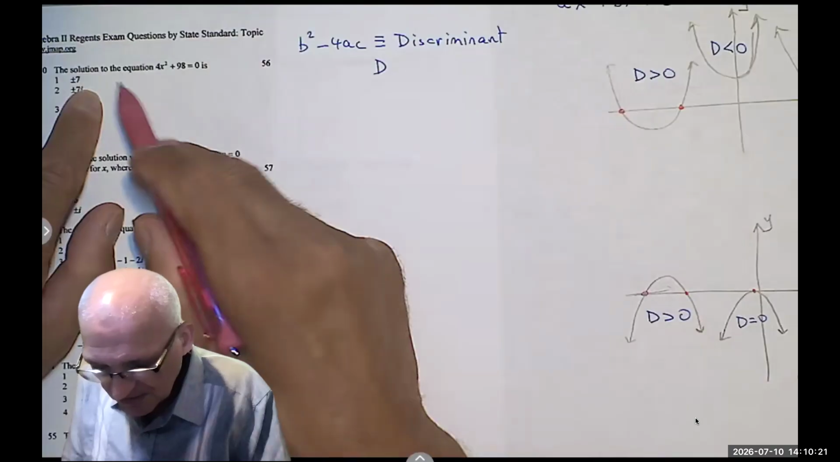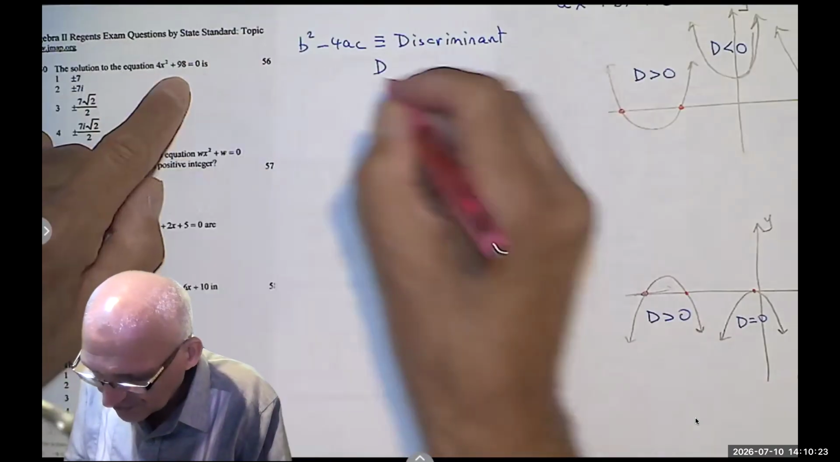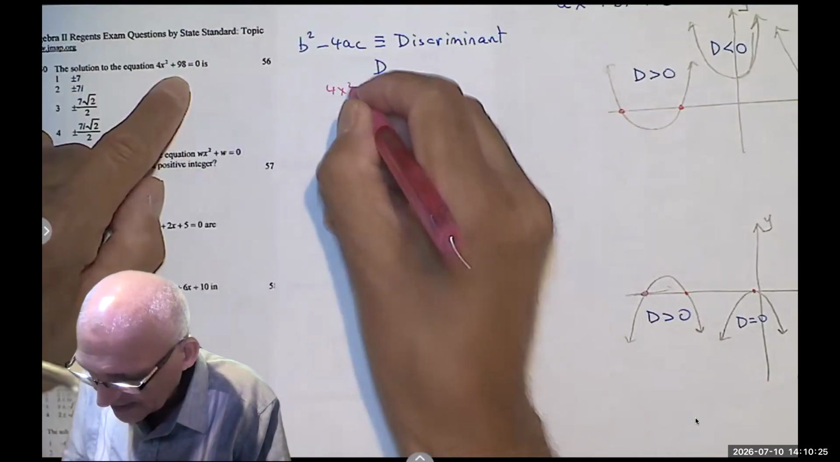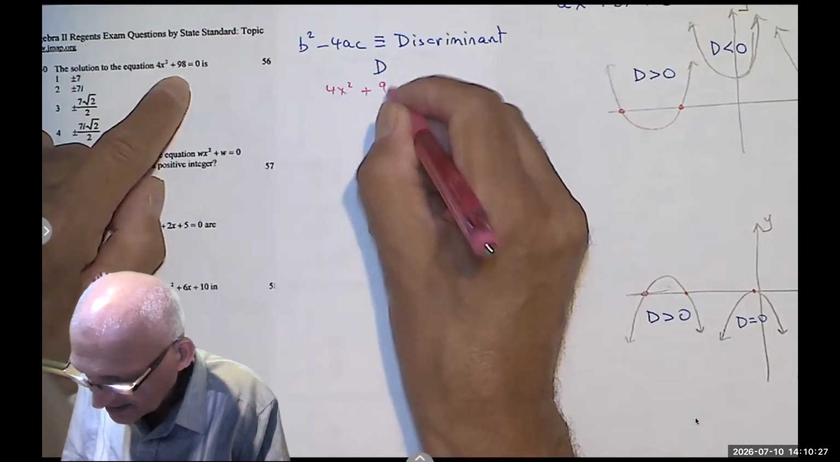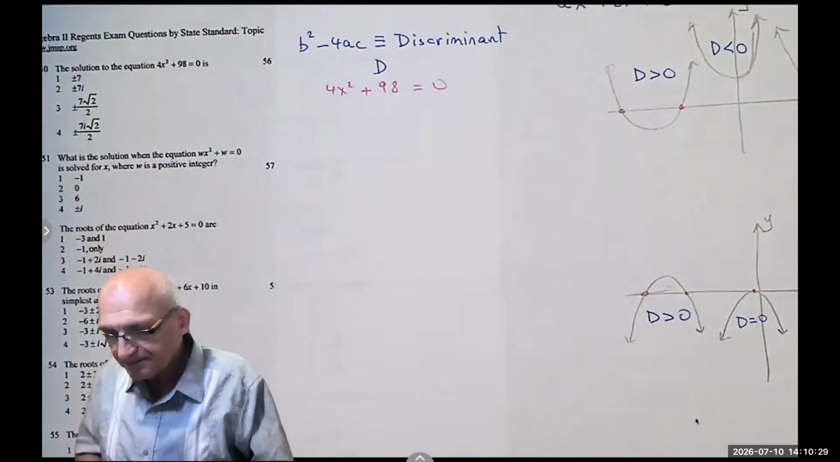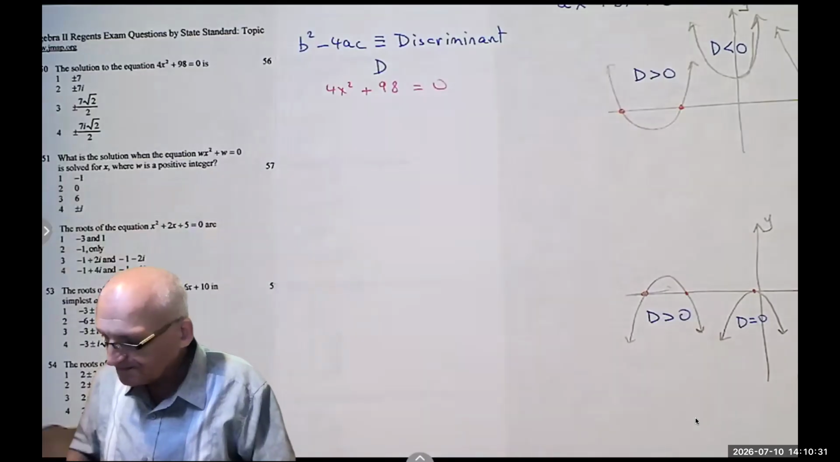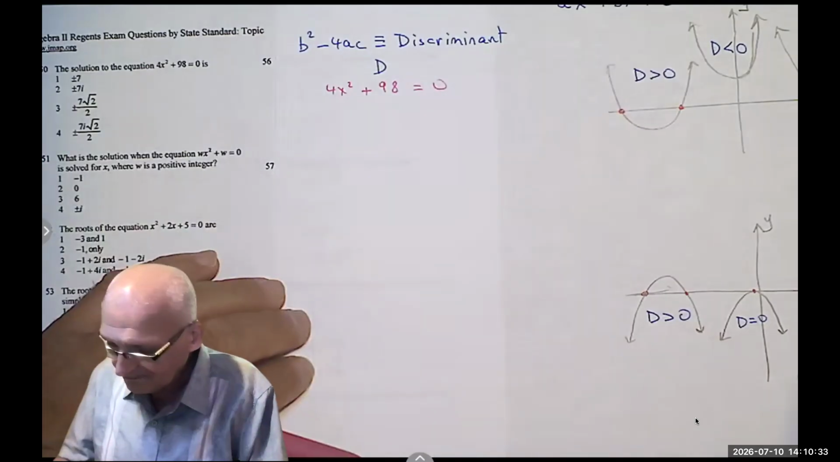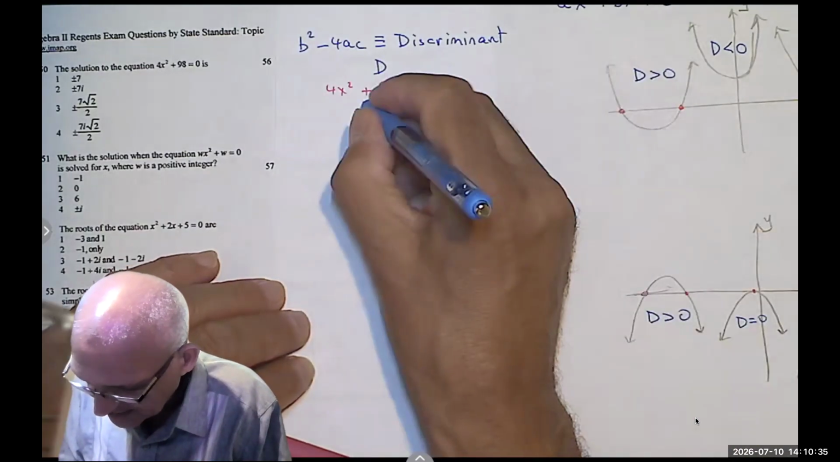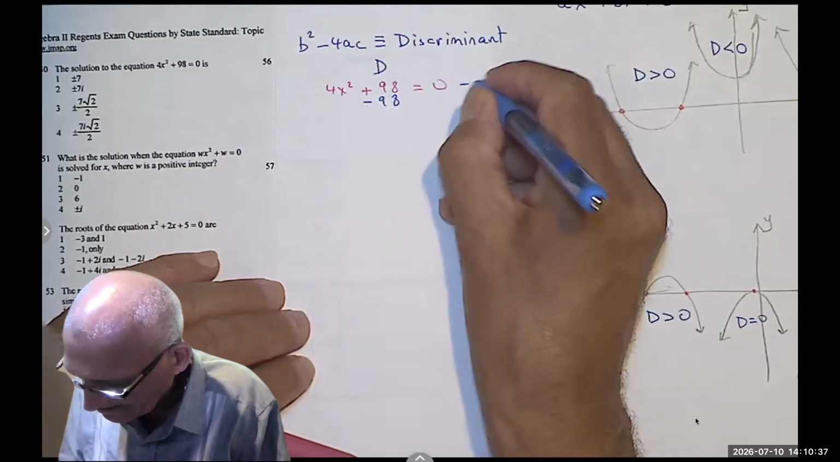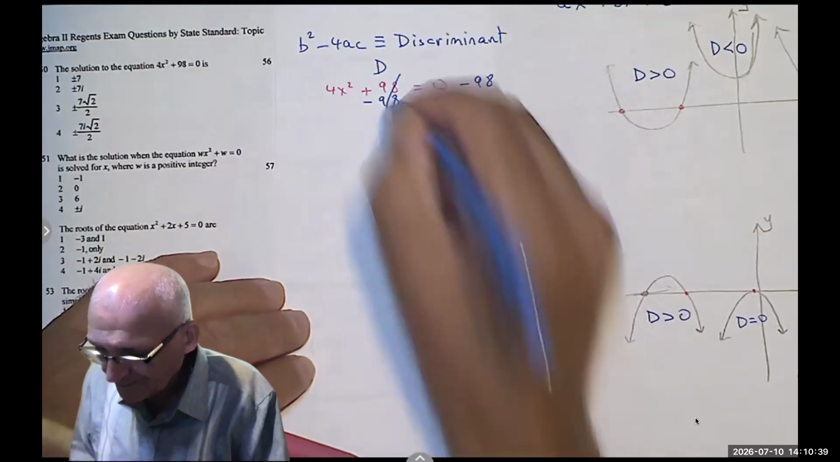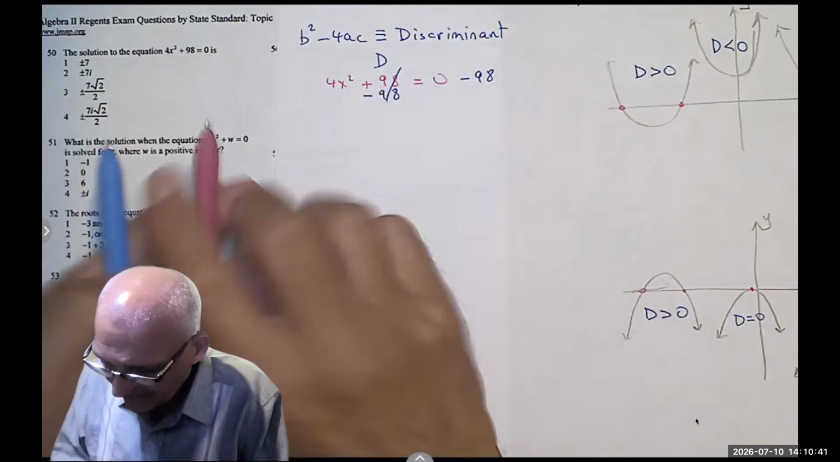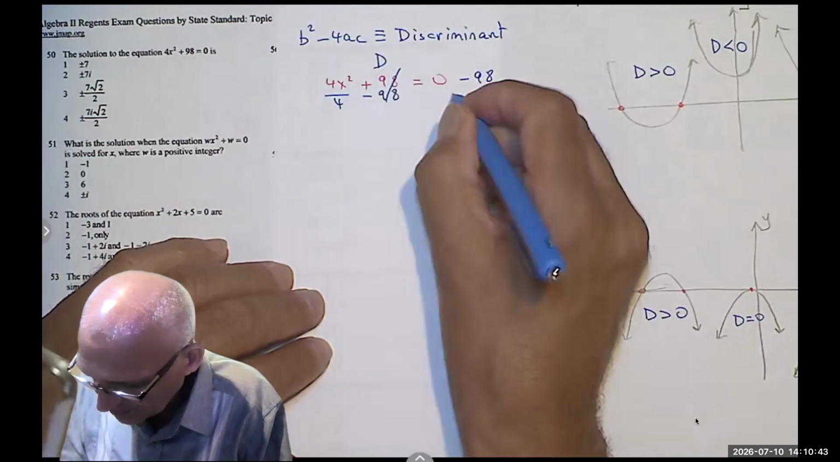The first one says the solution to the equation 4x squared plus 98 equals 0 is one of those. First of all, we have to subtract 98 from both sides, right? And then we have to divide both sides by 4.